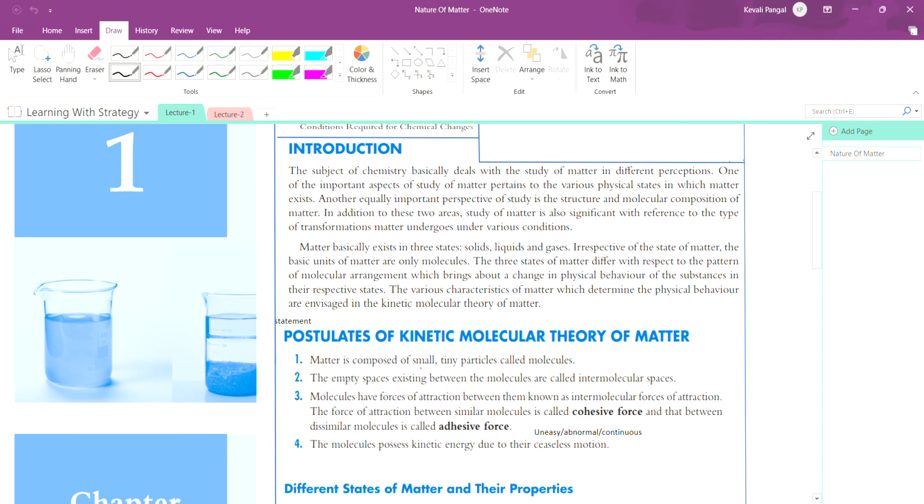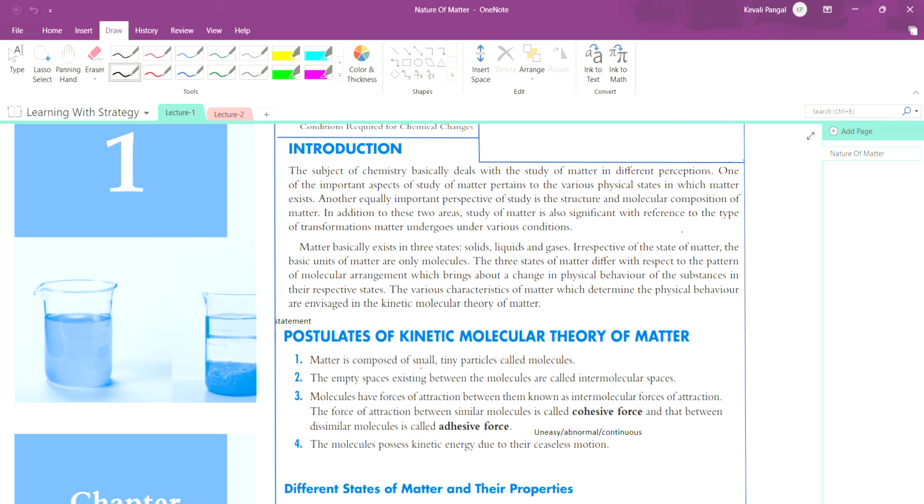The subject of chemistry basically deals with the study of matter and different perceptions. One of the important aspects of study of matter pertains to the various physical states in which matter exists. So what is stated here is about the subject of chemistry, in which we basically study matter. You can see everything around you which has some mass and occupies space. Suppose you're having one pen in your hand, it is also matter and it's part of chemistry. So we are going to study various physical states, that are solid, liquid and gaseous states of matter.